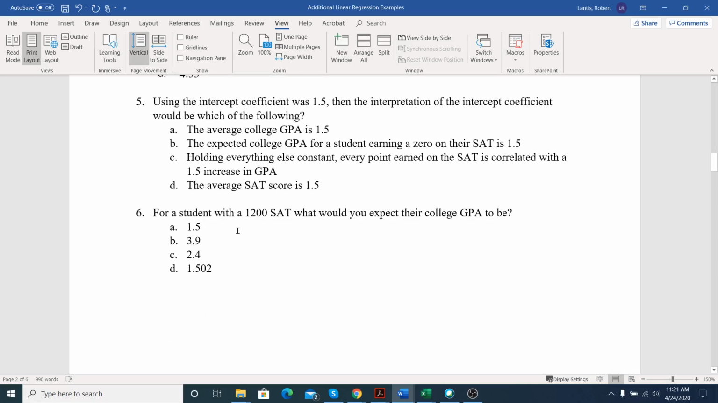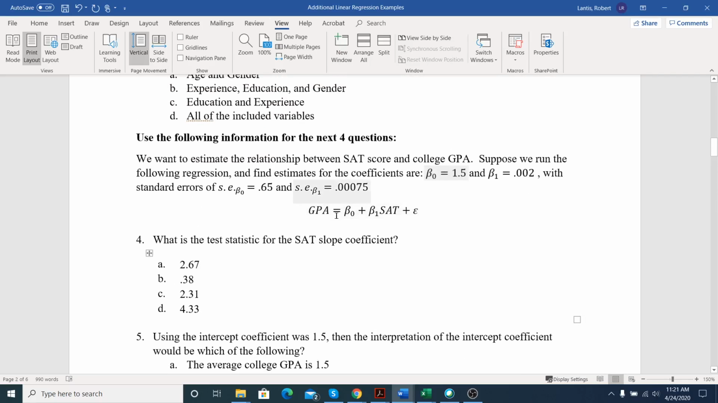Another question you could think about: for a student with a 1200 SAT, what would you expect their college GPA to be? If we go up here and start to make predictions, once we have these values, I've got GPA is equal to 1.5, I just plug in that coefficient for the intercept, plus 0.002 times SAT score.